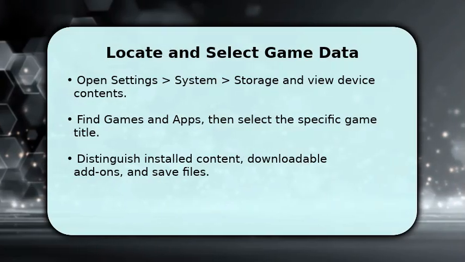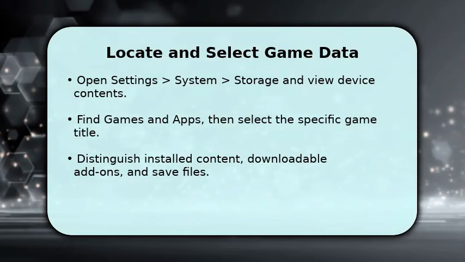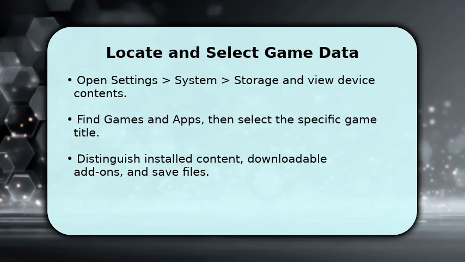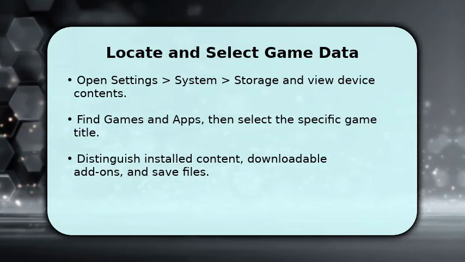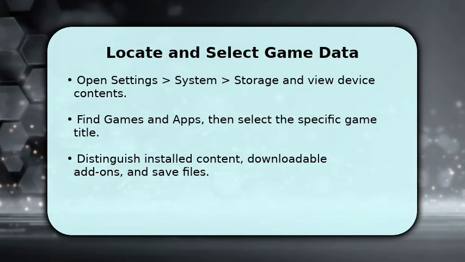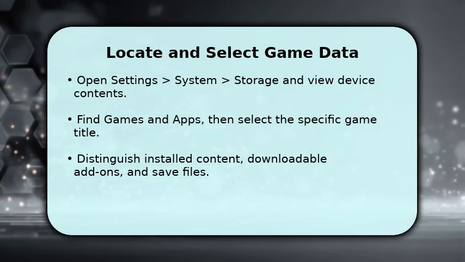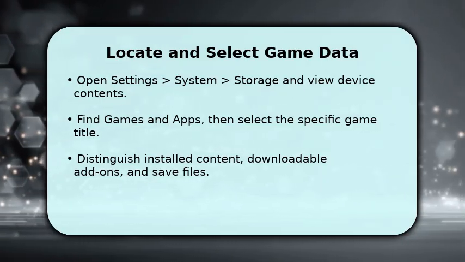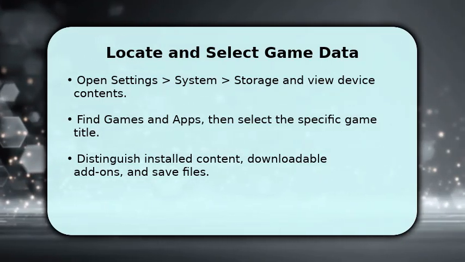You navigate to Settings, then System, and enter Storage to inspect the device you chose. This lets you see all installed content. Once there, open Games and Apps, scroll to the specific game title, and press it to view sub-items like game installs, downloadable content, and saved games.